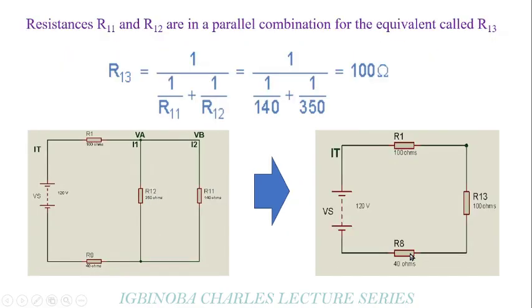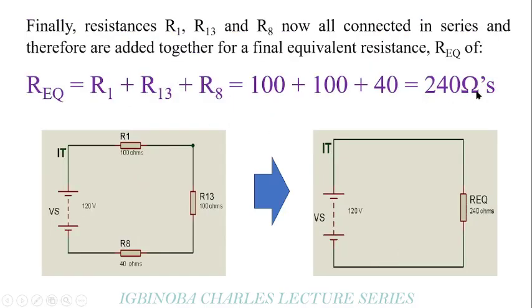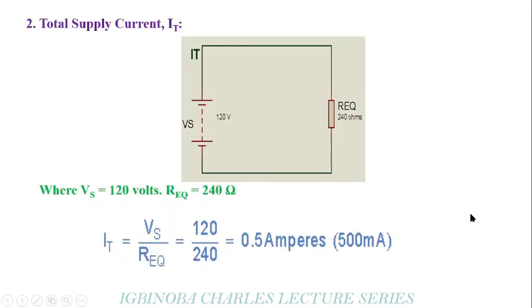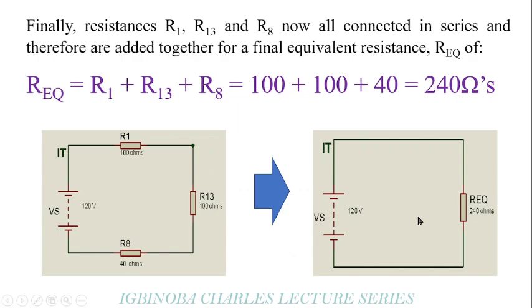350 ohms. Again, this and this are in parallel. By the time you resolve in parallel, we have R13 is equal to 1 over R11 plus 1 over R12. When you do your mathematics, you are going to get R13 equal to 100 ohms. So you can now see that R10, R13 and R8 are all in series. By the time you add all of them in series, you are going to get your equivalent resistance as 240 ohms. With this now, it is easy for us to calculate our current.